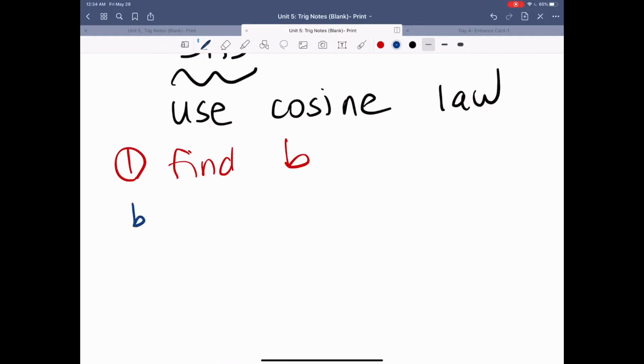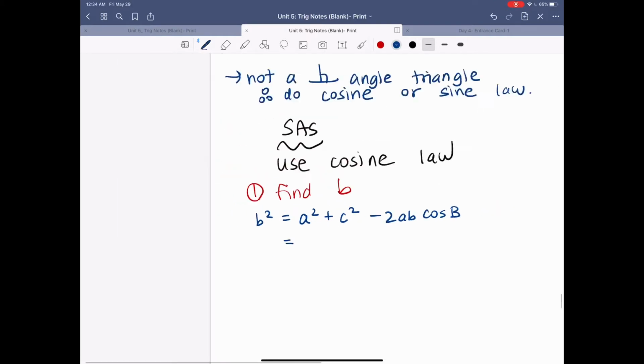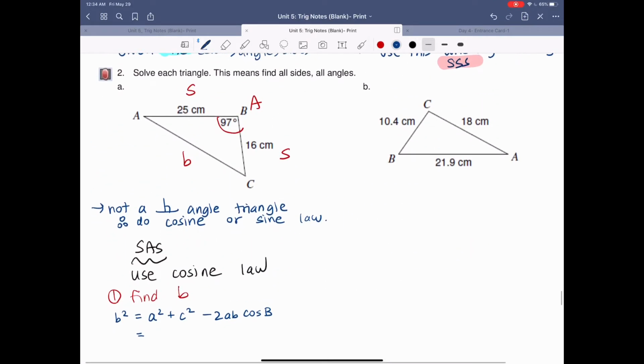So my equation is b squared is equal to, the way I remember it, I go, okay, a squared plus c squared, I have to add the other two. I have to subtract 2ab cos b. Let's plug it in. For line segment A, my line segment A is this.